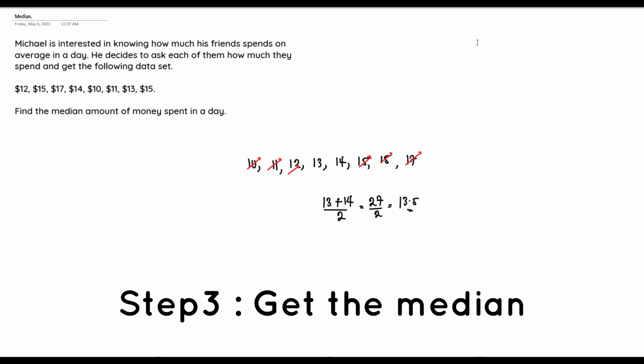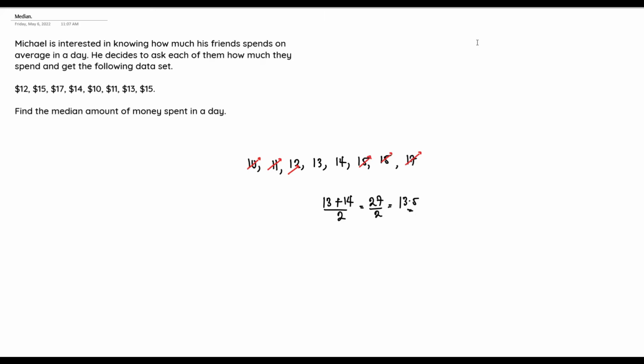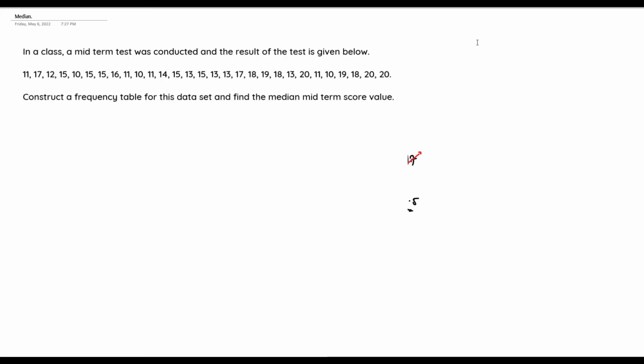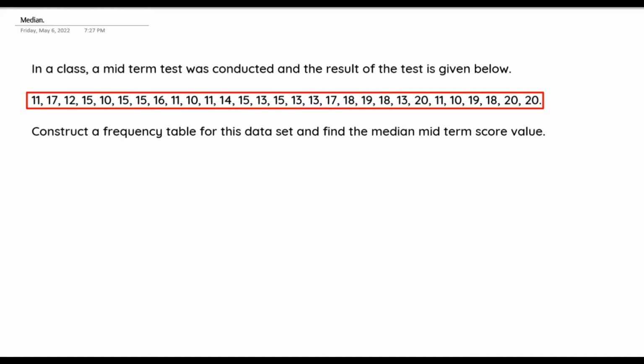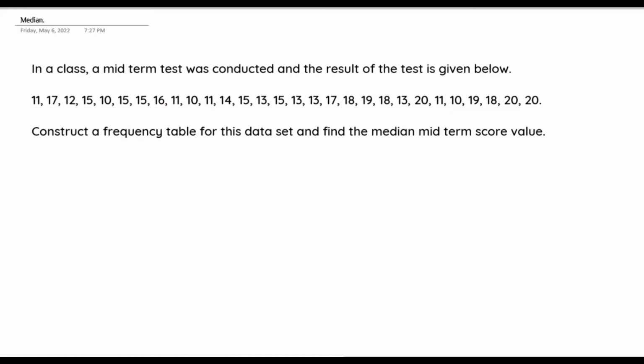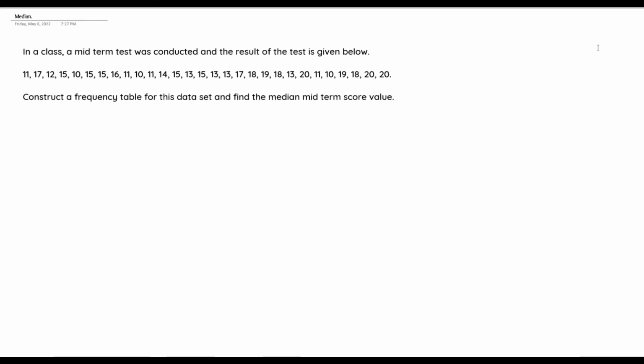So let's move to how we can get the median of our data sets when we have a frequency distribution. So our question says that in a class, a midterm test was conducted and the result of the test is given below. So we have our data sets from 11, 17, 12, 15, 10 down to 20. So the question now says we should construct a frequency table for this data set and find the midterm score value. So the first step is for us to construct a frequency table for our data sets before we can be able to get the median. So let's try to do that.